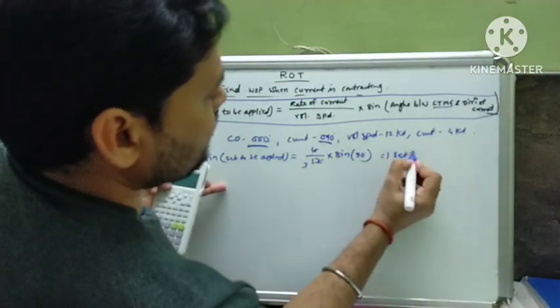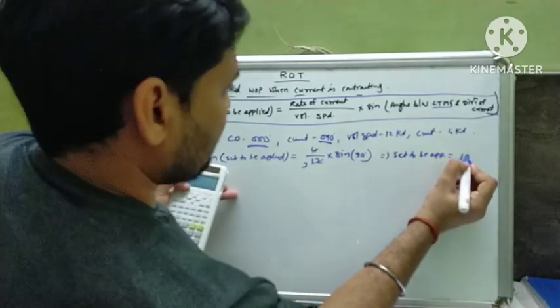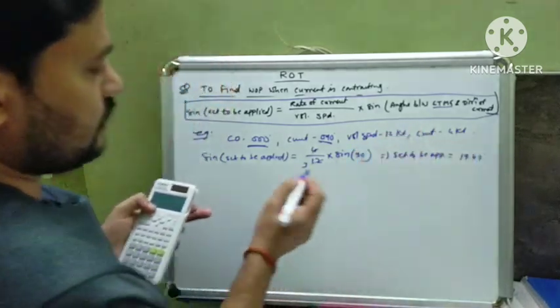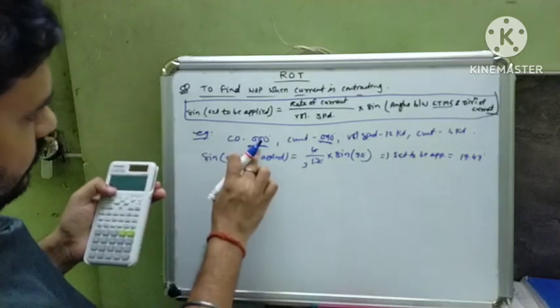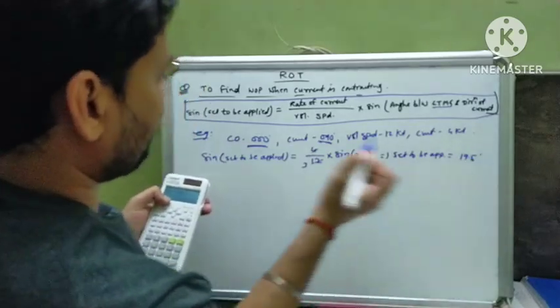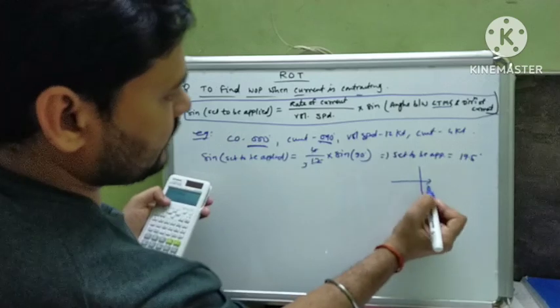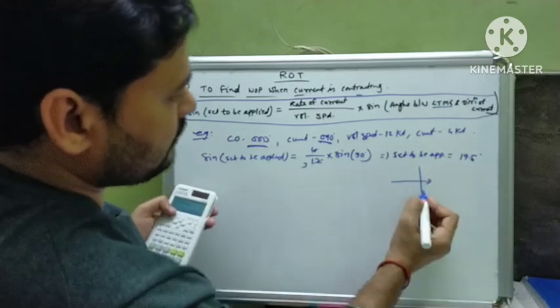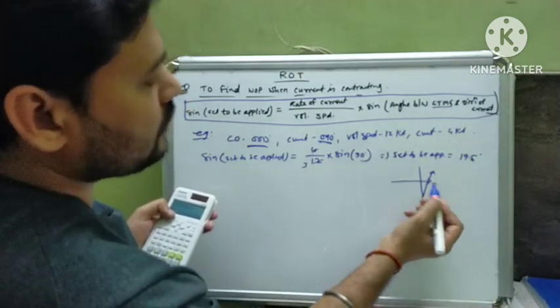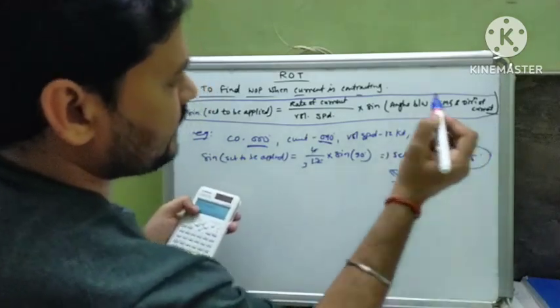So the set to be applied is 19.47 degree. We can write this simply as 19.5 degree. As we know, we are going 000 and the current is from this direction, so the current will push your vessel in this direction. So we have to apply the set in the opposite direction, and how much we have to apply is 19.5.